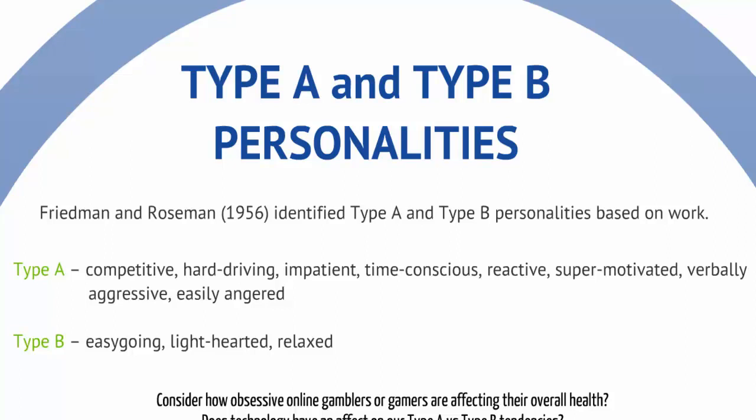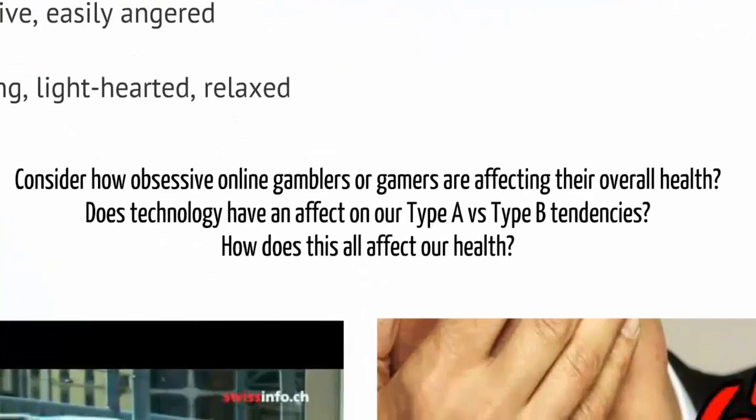There's a lot of evidence to show there's an increased risk of health problems and coronary heart disease in type A. But they also tend to be very high achievers. So it's a matter of balancing your stress and learning what works for you.